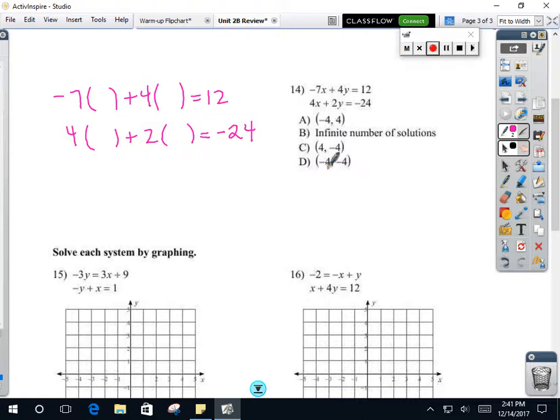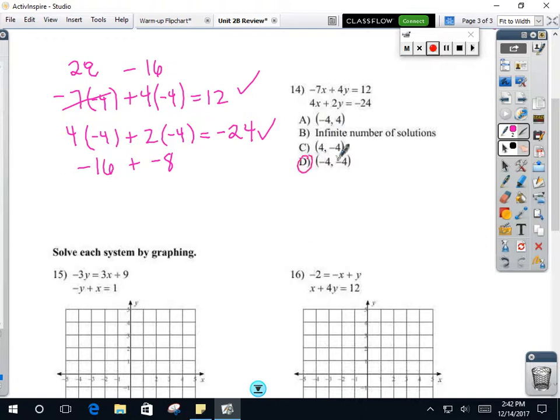Negative 4 would go in both x's, and negative 4 would go in both y's. That becomes a positive 28. That becomes a negative 16, and 28 minus 16 is 12. This becomes a negative 16. This becomes a negative 8. When added together, that makes a negative 24.